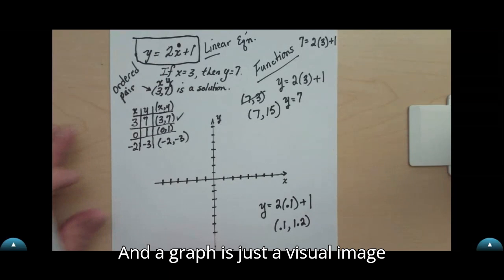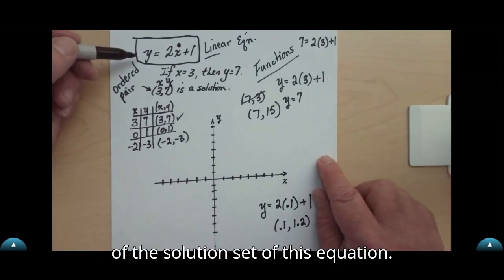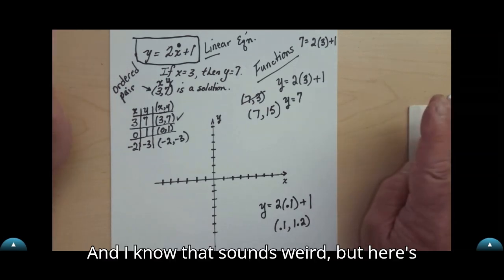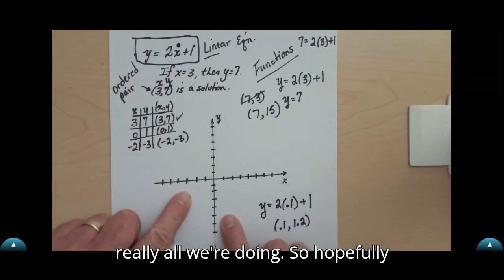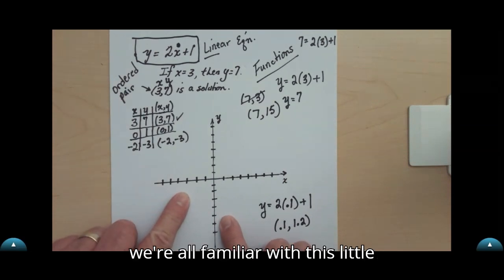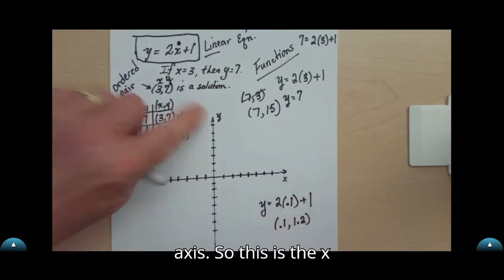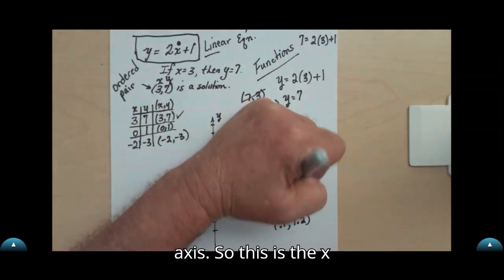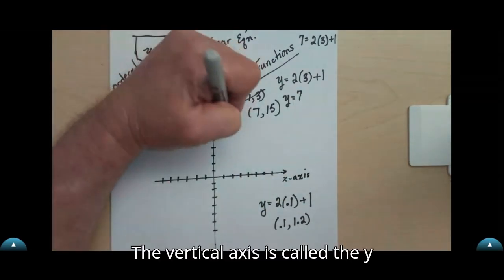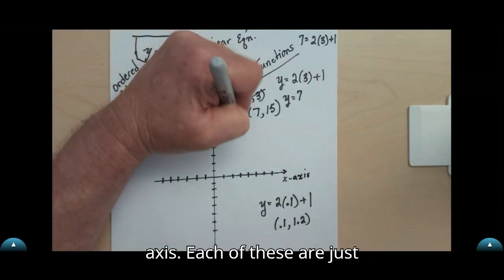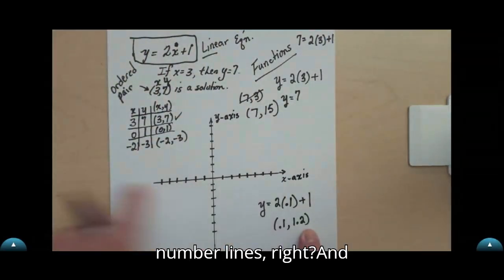And a graph is just a visual image of the solution set of this equation. I know that sounds weird, but here's really all we're doing. Hopefully we're all familiar with this little construction here with the X and Y axis. This is the X axis, that's the horizontal axis. The vertical axis is called the Y axis. Each of these is just a number line, right?